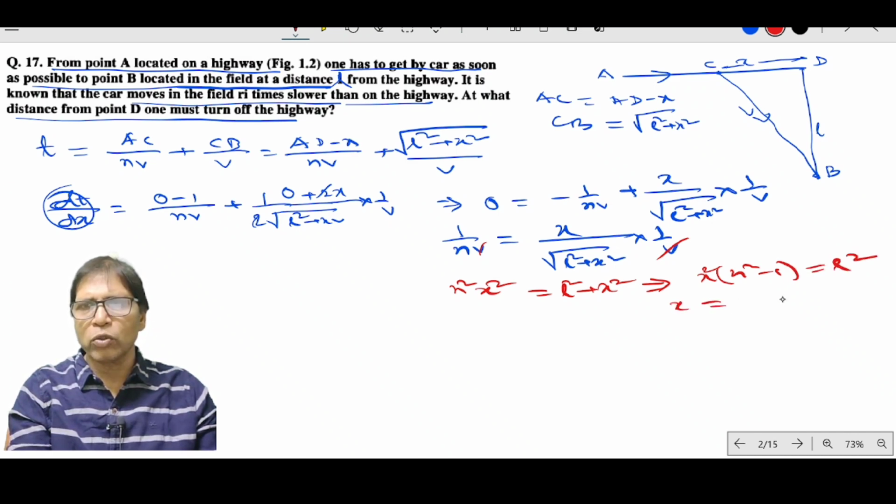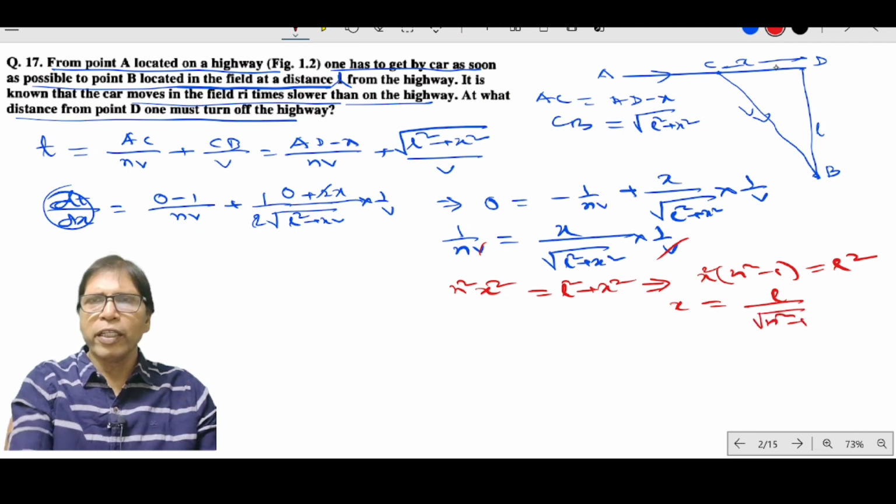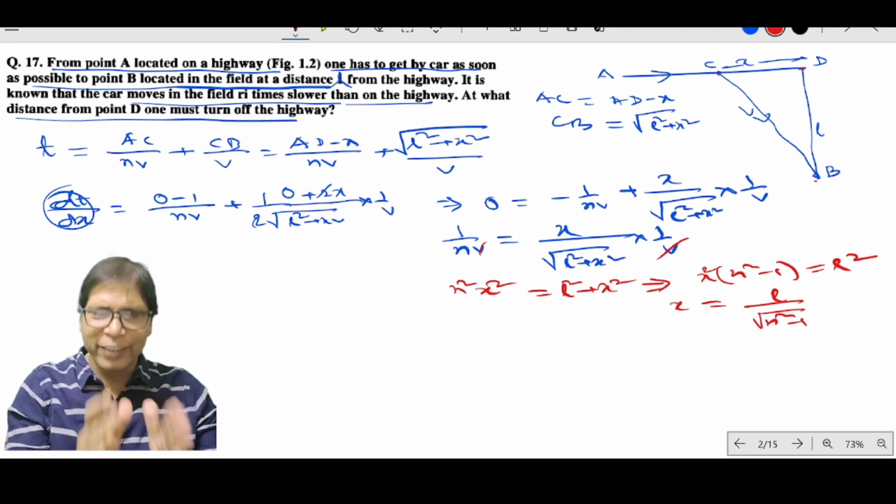Therefore x equals L by root under n square minus 1, which is the distance from D where the car turns off to reach the point B in the least time.